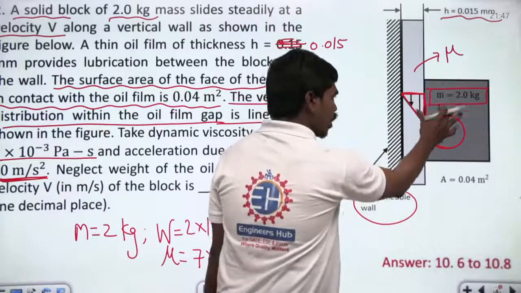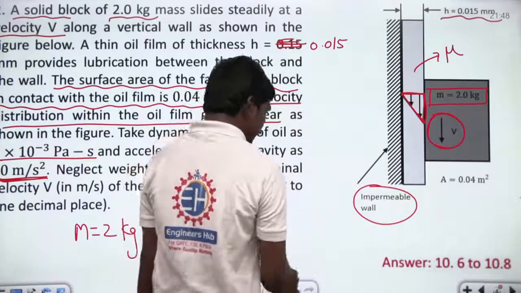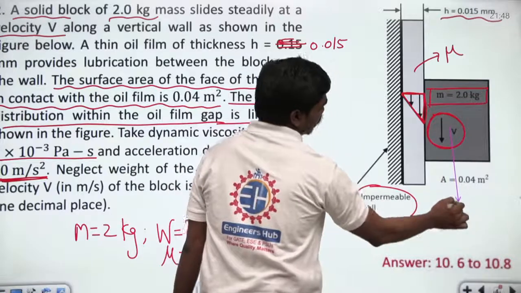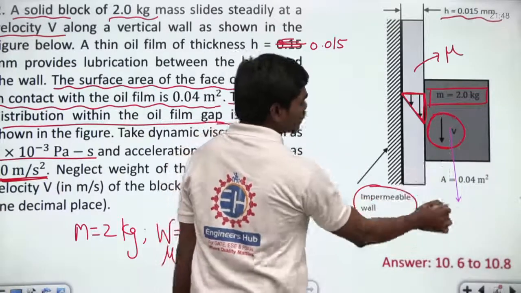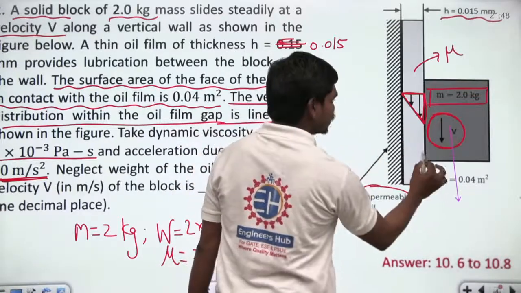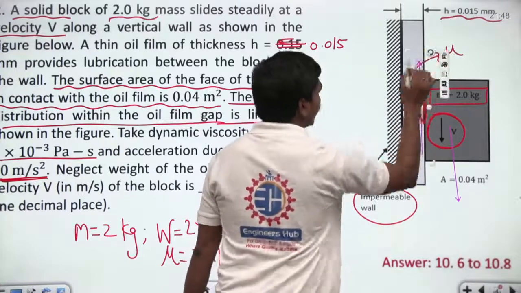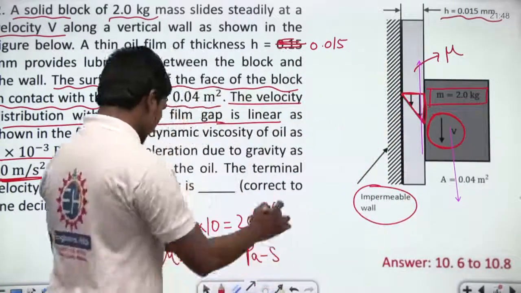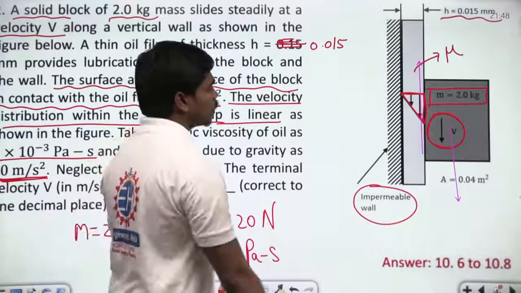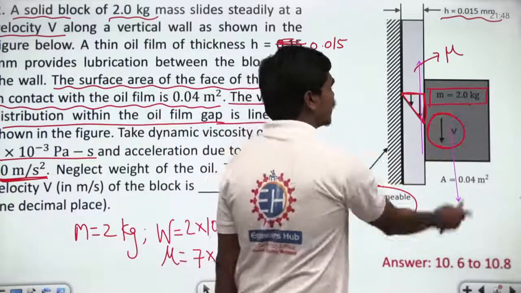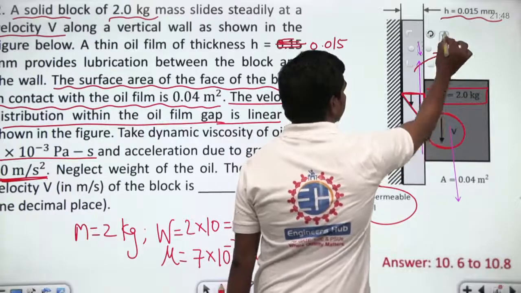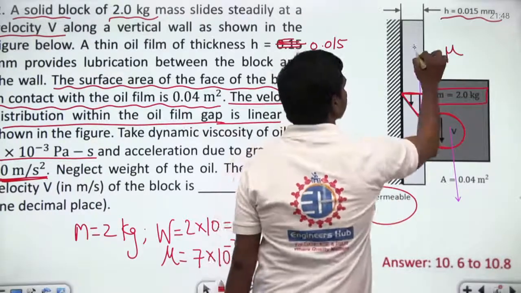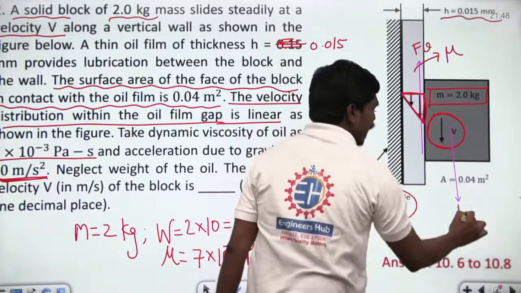Now, when this block is sliding in this direction, the weight will definitely start acting downwards, correct? If the weight is acting downwards but the block is still moving steadily, there must be some force in the other direction. And what is that force? Definitely the viscous force offered by the fluid. So if the block is to move at steady state, this viscous force and this weight should balance each other, correct?